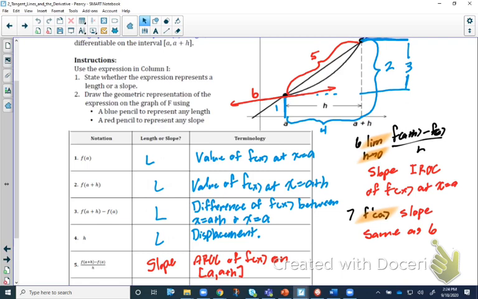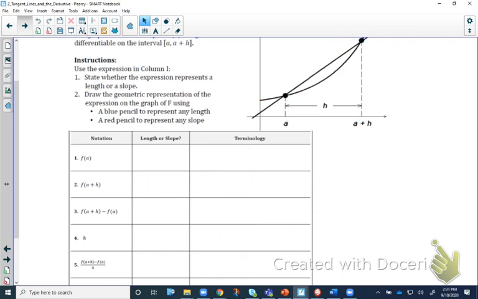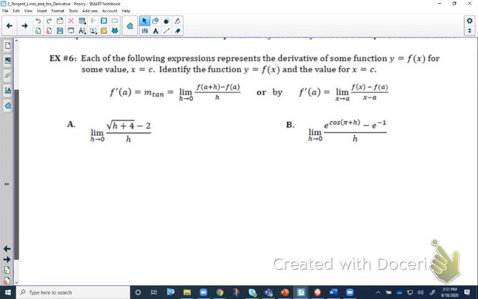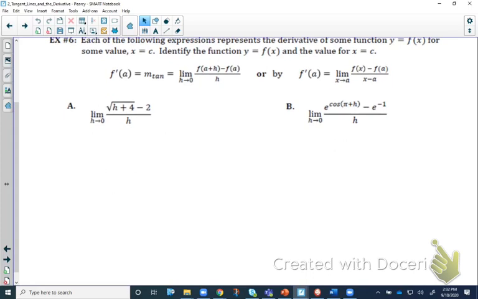Now, last thing that we're going to take a look at here is understanding a derivative symbolically. So here it's asking you to extend your knowledge base for operations so you can recognize when we're going to have different things, there's functions, properties, processes, and whatnot. Here they're asking us to decompose or essentially work backwards from what we have. And what we're seeing in these examples, I'm going to do A as an example, and then I want you to pause the video and then you guys do B.